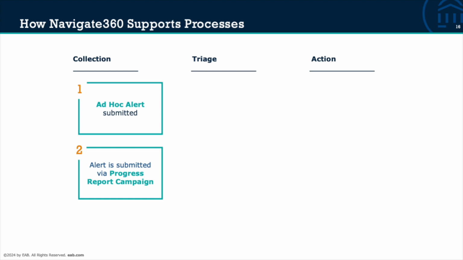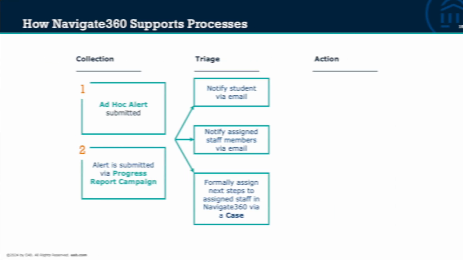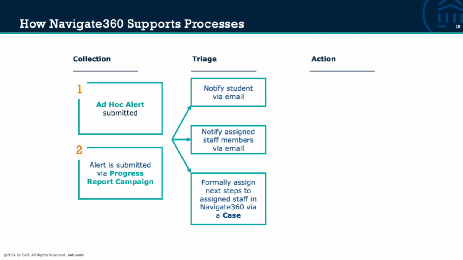So again, coming back to Navigate 360 and how it can support these processes, right? As I talked about, you can have either an ad hoc alert submitted or an alert submitted via the progress report campaign. From there, any number of these three steps can happen, right? You can have an email go out to the student notifying them, and that is the extent. For some of them, like the kudos, it is purely just a, hey, you're doing really well, you're improving your performance, great job.